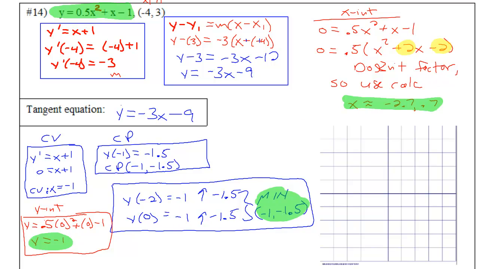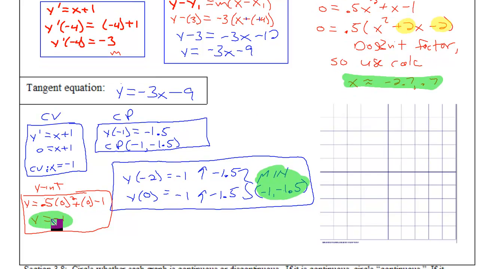So, to graph this, we have a minimum at -1, -1.5, which is down in this region. We have a negative x-intercept and a positive one. So let's say the graph looks like this. Parabola, which is not great the way I drew it. X-intercepts of 0.7 and -2.7. Y-intercept of -1. Vertex -1, -1.5.